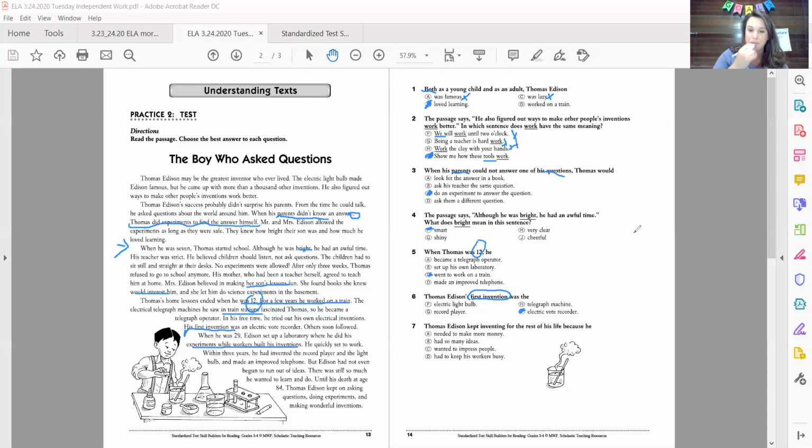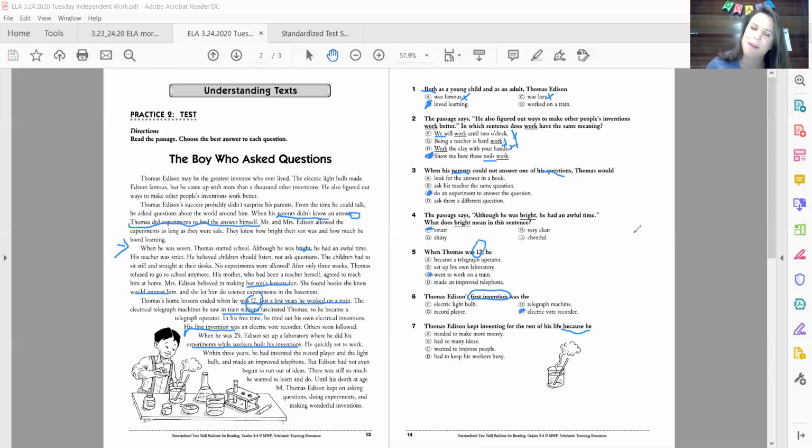Now, number 7, Thomas kept inventing for the rest of his life because. So this is sequencing. You have to think for the rest of his life. When he was little, he was inventing, and all the way to the end, he was inventing. And they're asking, why? He invented for the rest of his life. Why? So not only is it sequencing, this is also cause and effect, because you have that signal word, because.